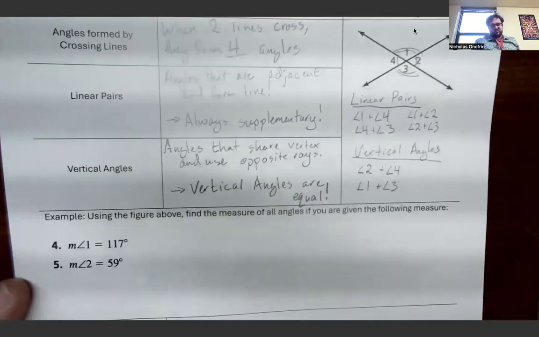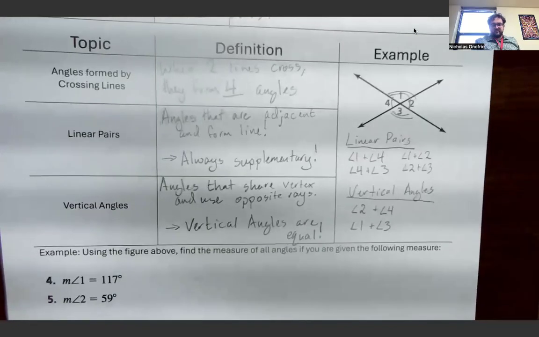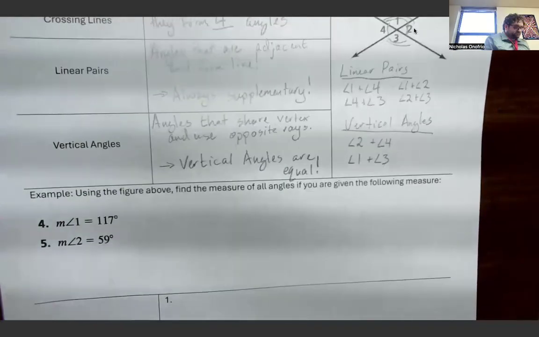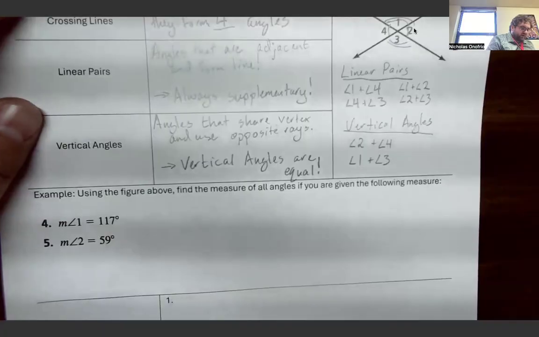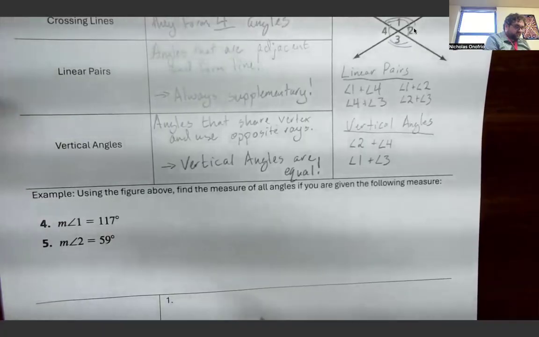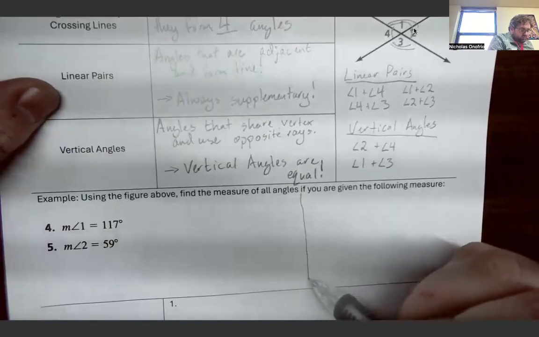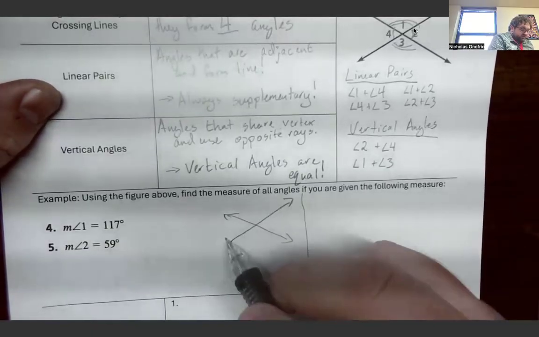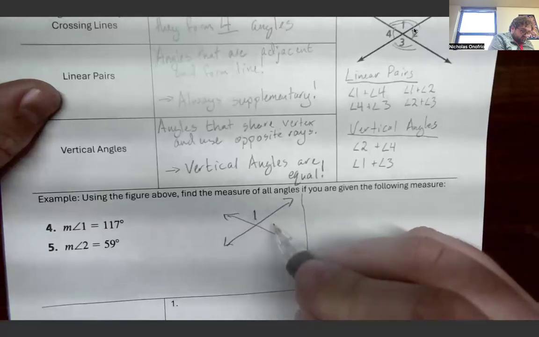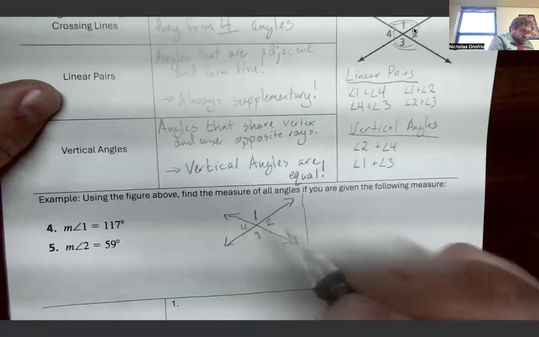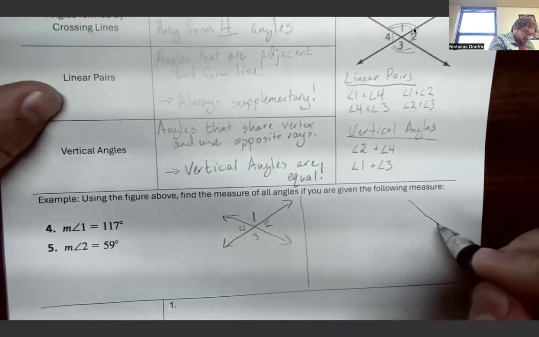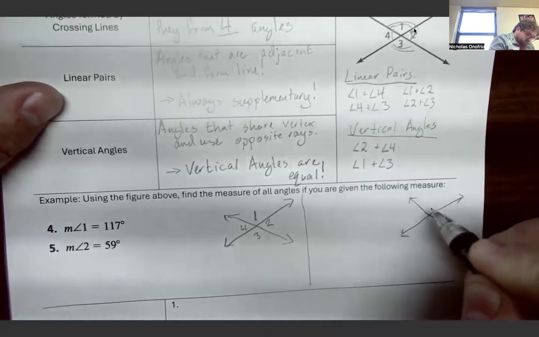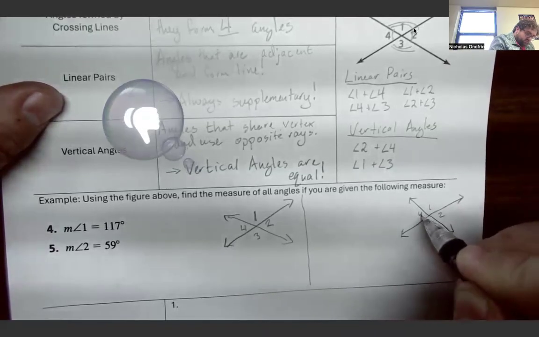Let's work an example or two. Go ahead and pause the video if you need to. And now let's move on. Using the figure above, find the measure of all angles if you are given the following measure. I would recommend dividing this into two spots and then drawing the diagram in each. Doesn't need to be perfect. Y'all know Mr. O is not an artist. So we'll go around 1, 2, 3, 4. I'll draw it again. 1, 2, 3, 4. All right.